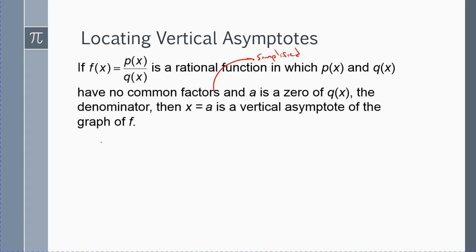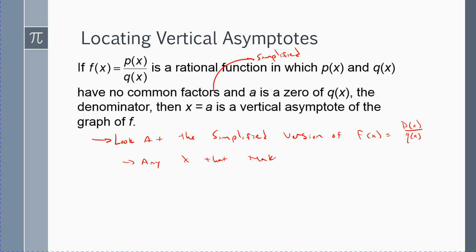So what's going on here is you look at the simplified version of f of x is equal to p of x over q of x. So you cross out any common factors. Any x that makes q of x equal to 0, so you get a divide by 0, you have a vertical asymptote.